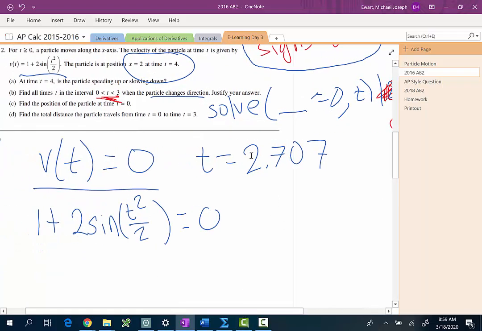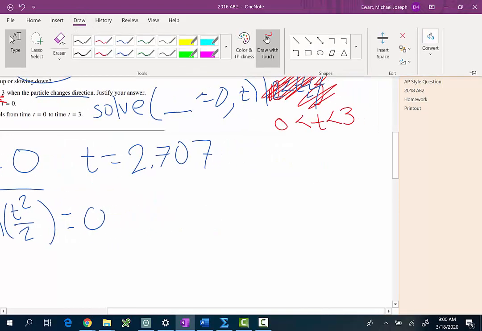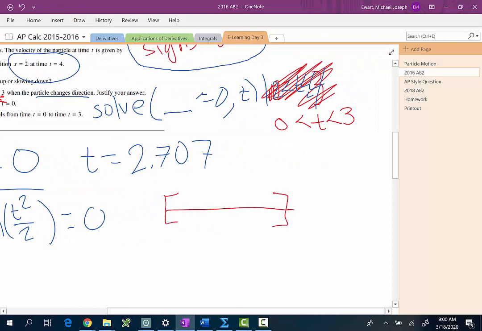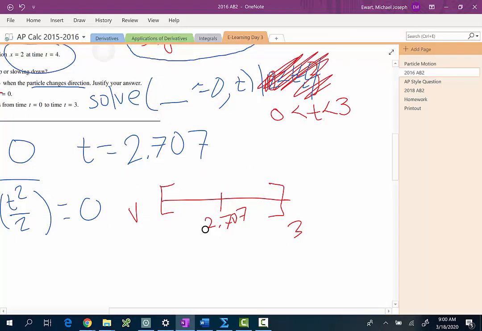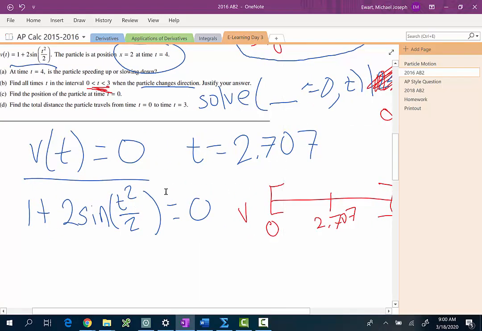Okay, so, once we do that, we get 2.707. All we've done so far is we've shown that that's where velocity equals 0. They said justify your answer, so we haven't justified it yet. So, to justify it, that's where we're going to make a number line. This is for v, right? We have 2.707, and we have from 0 to 3 as our endpoints. So when you're testing out values, you would need to test them between 0 and 2.7. You can either do that by just doing it on the graphing part, like typing in the 1 plus 2 sine t squared over 2 and then like at time 1. Or you can actually graph this on your graphing calculator and just see is it positive or negative. So when we do that, we will get positive and then negative.